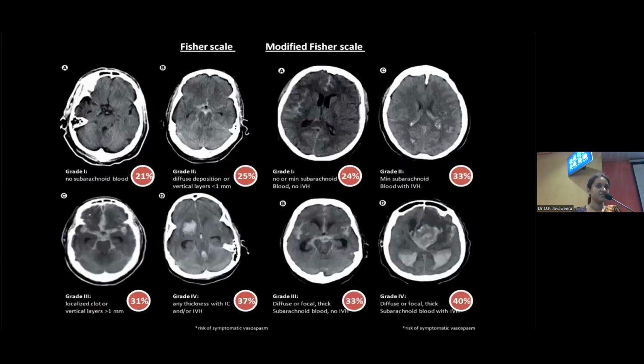Radiologically, there is a grading system. What is used is the modified Fisher scale. I won't be going into detail on this, but just to say that there is a severity grading, and as the grading severity increases from a thin layer of blood to diffuse SAH with a thick layer with intraventricular extension, the risk of vasospasm increases. That is what is given in red. So as the severity increases, there is a higher risk of vasospasm. I'll be talking about that later.